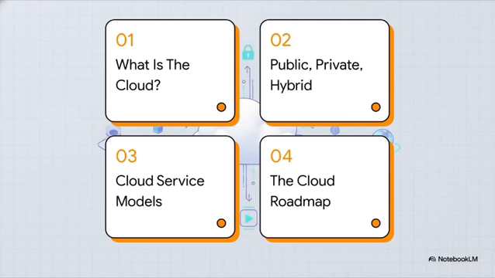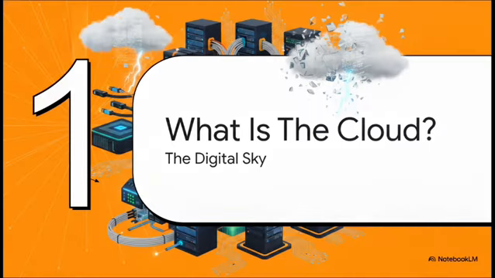So, here's our roadmap for today. We'll start with what exactly is the cloud. Then, we'll break down public, private, and hybrid models. After that, we'll dive into cloud service models, and we'll wrap it all up with the cloud computing roadmap. All right, Section 1. What is the cloud?